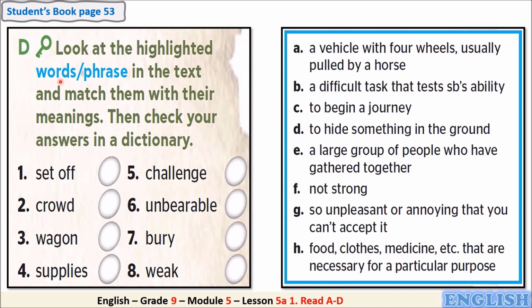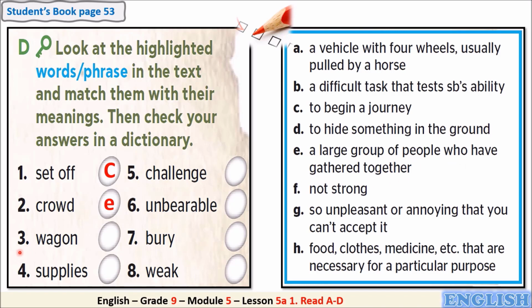Look at the highlighted words or a phrase in the text and match them with their meanings. Then check your answers in a dictionary. This is the phrase, and these are the words, and here we have the meanings. Now pause the video, read the words and the phrase and their meanings here, then match. Let's check your answers. 1. Set off. It's with C, to begin a journey. 2. Crowd. It's with E, a large group of people who have gathered together.